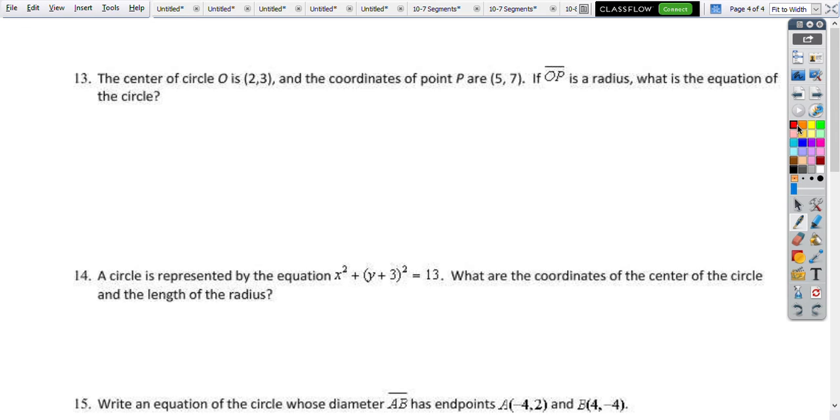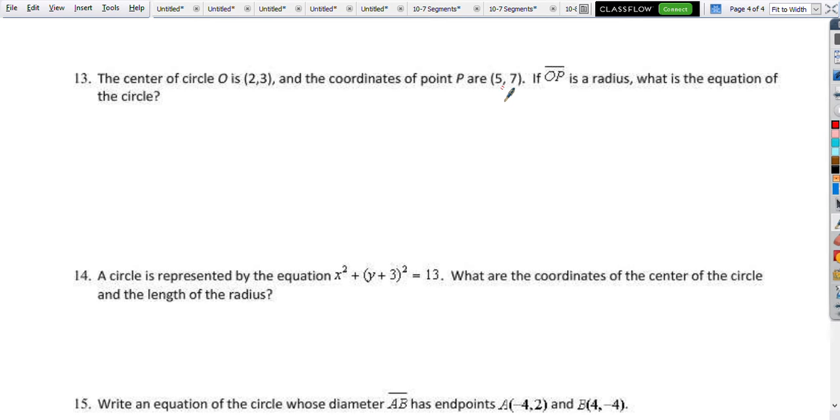All right? So center of circle O is (2, 3). The coordinates of the point P that are on circle P are (5, 7). So OP is a radius. What's the equation of the circle? So I have the center, so this is h and k. I don't have the radius. But if you think about it, here's O, center, point P. That length is the radius. So I need the distance from O to P.